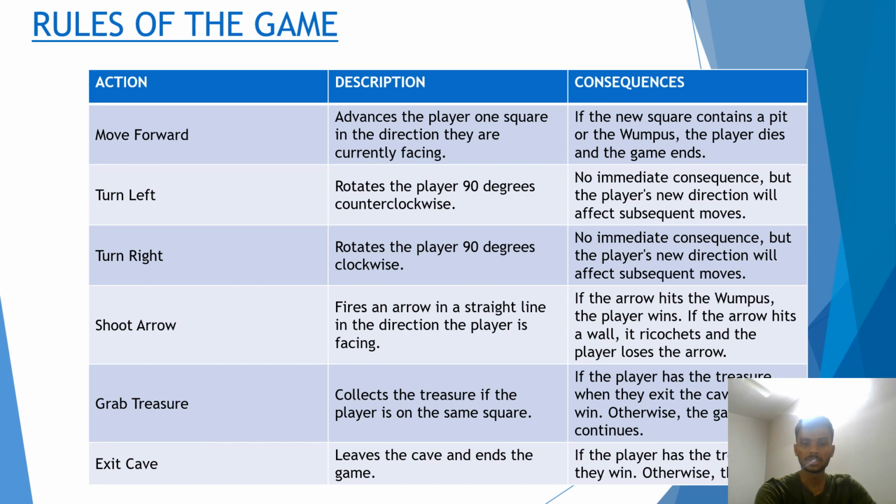Turn right. Rotates the player 90 degrees clockwise. No immediate consequences, but the player's new direction will affect subsequent moves. Shoot arrow. Fires an arrow in a straight line in the direction the player is facing. If the arrow hits the Wumpus, the player wins. If the arrow hits a wall, it ricochets and the player loses the arrow.